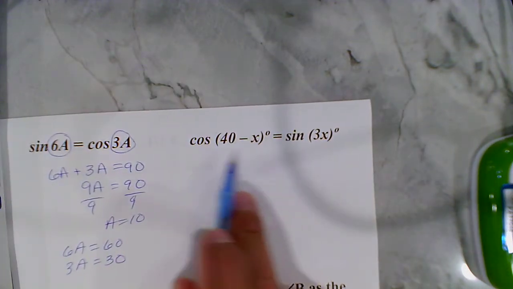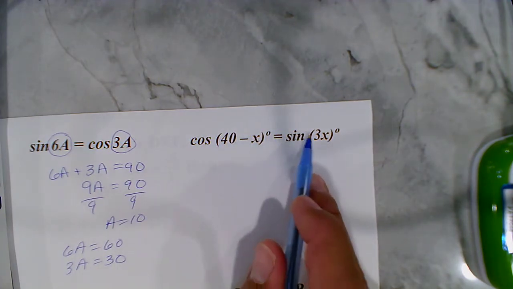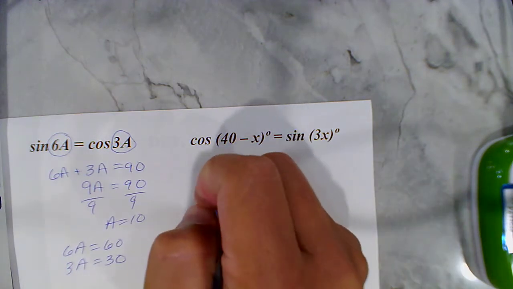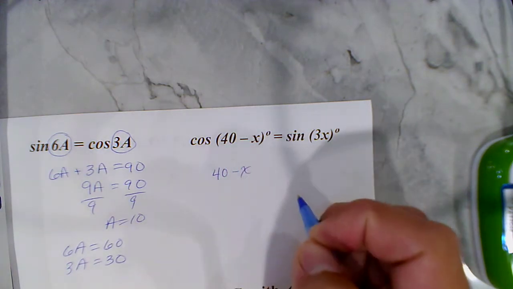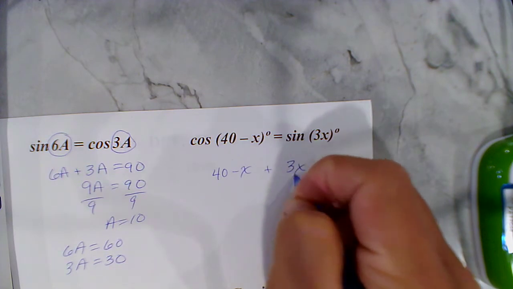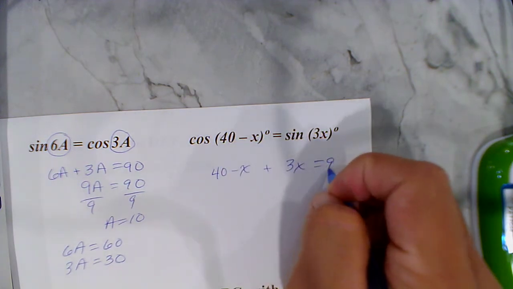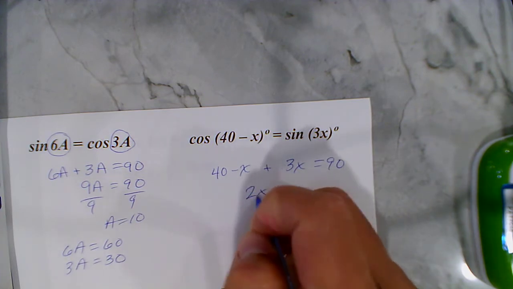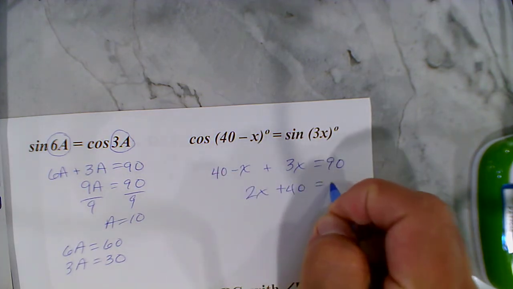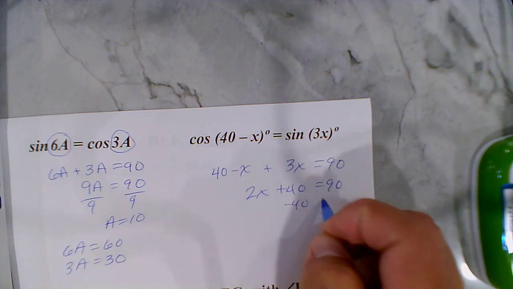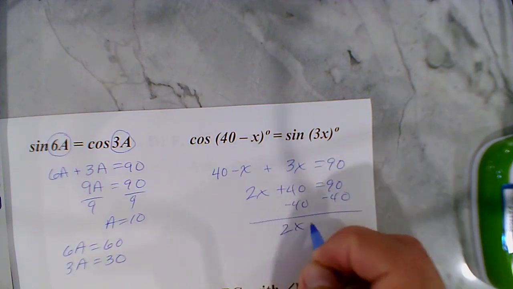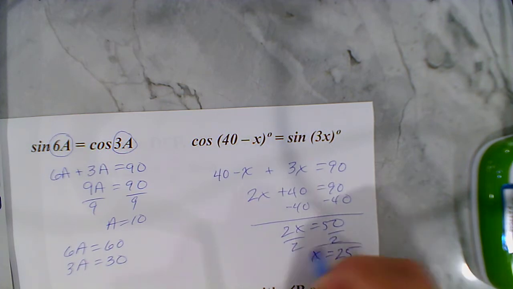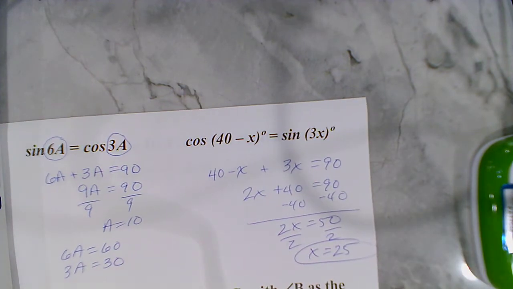Same concept here. I have the cosine of something equaling the sine of something. Well, that only happens when the angles are complements. So you would say 40 minus x plus 3x, right? Those are my two angles, has to equal 90. And you'd solve that. Well, negative x and 3x is 2x. That's a positive 40. Subtract the 40 from both sides. 2x is equal to 50. Divide. And x is 25. All right, so that's another way to take a look at that.